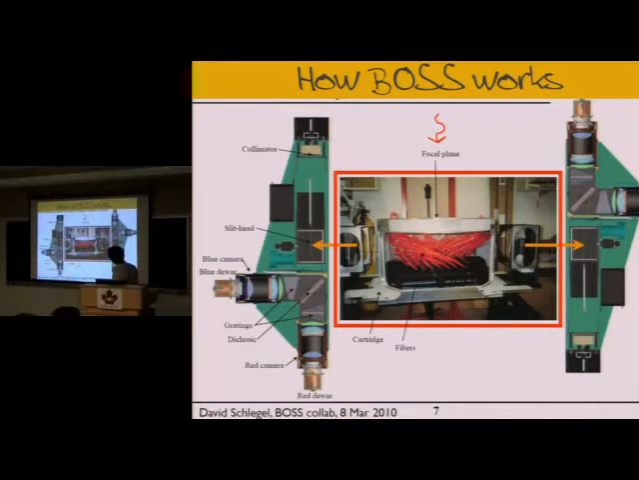They're identical, only each one has about 500 fibers, and the light goes in, it gets split by a dichroic, then you have some gratings, and then you have a blue camera and a red camera. So this is the red camera, and this is the blue camera. And this is essentially how it works.